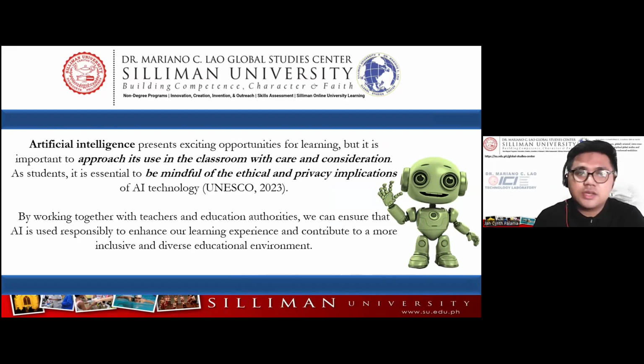So you as students, it is essential to be mindful of the ethical and privacy implications of AI technology. Best is to really review the AI educational framework or institutional framework of Silliman University for you to be guided.